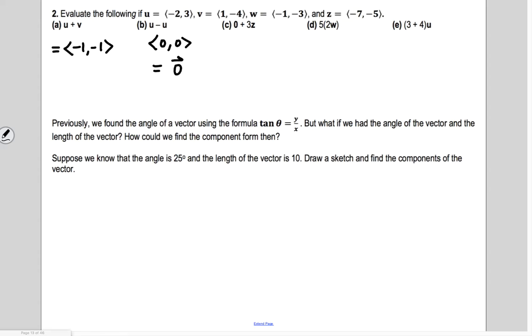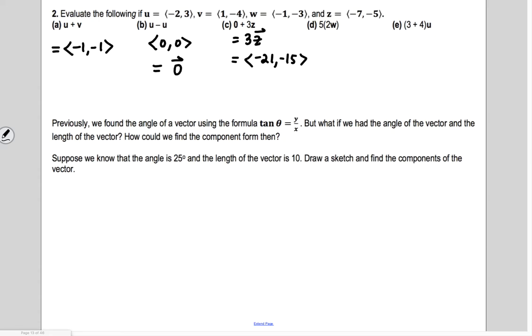Do you know what the 0 vector is? It has no magnitude, no length. It's like nothing. That's what 0 is, right? Nothing. So it's like at the origin and there's nothing there. All right, 0 plus 3z then. Well, it's just going to be equal to 3z. Yeah, exactly. So negative 21, comma, negative 15. Notice how I'm writing the z with a little harpoon over it because it's a vector.